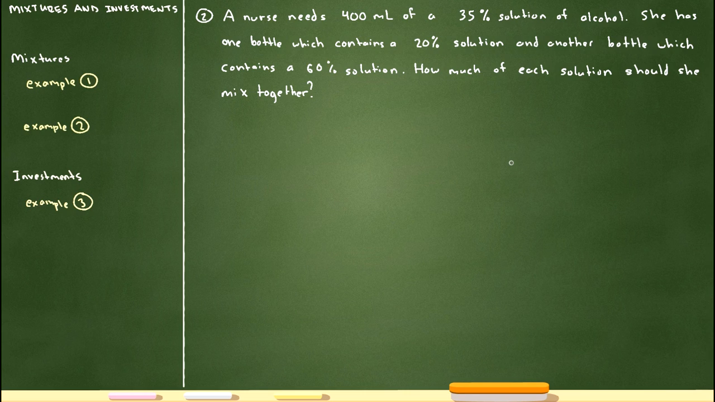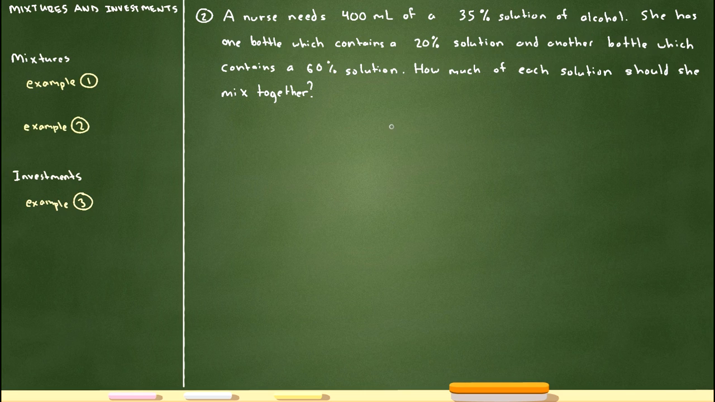So go ahead, feel free to pause this and read it a few times. But what we're dealing with here is containers mixed with alcohol. So we have some type of base, and then the alcohol is mixed in. Now we want a 400 milliliter container, and 35% of that container should be alcohol.